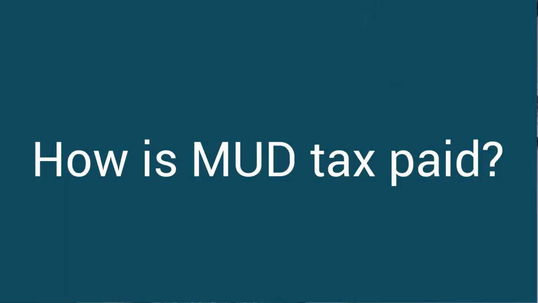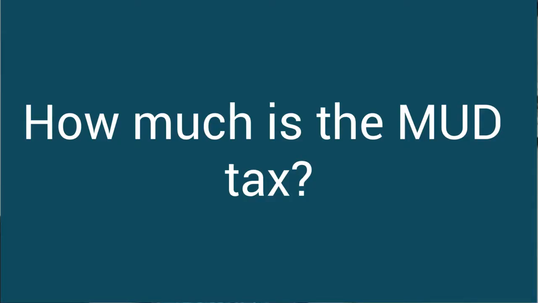The length of time the communities have that these bonds need to be paid back depends on the community, but it is not uncommon for some MUD district fees to go on for 20 to 30 years. How do you pay the MUD tax? The MUD tax is paid back in your property taxes each year, specifically the ad valorem section of the property taxes. How much are the MUD taxes?